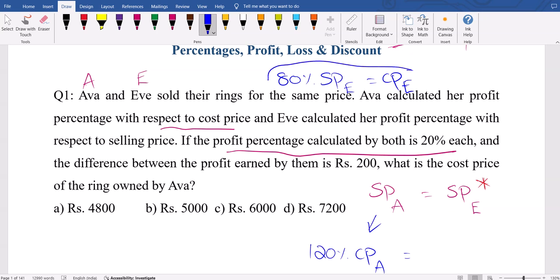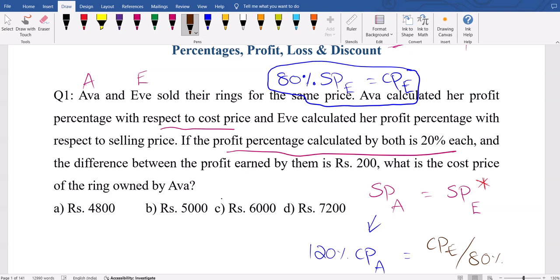When profit is calculated on selling price, you observe here, I have to give the percentage for selling price. That too, 20% profit means you have to write 80%. This is for E, try to understand. Now I can write SP is nothing but CP of E divided by 80%.